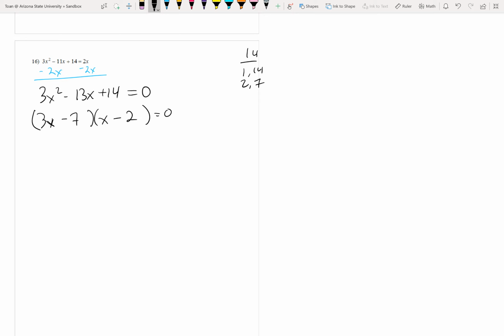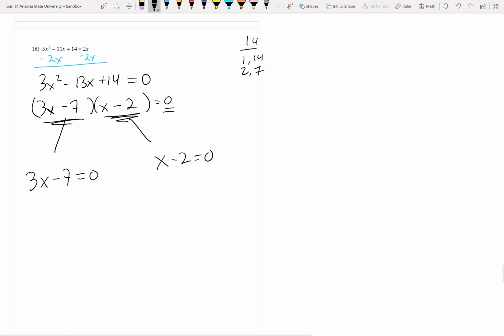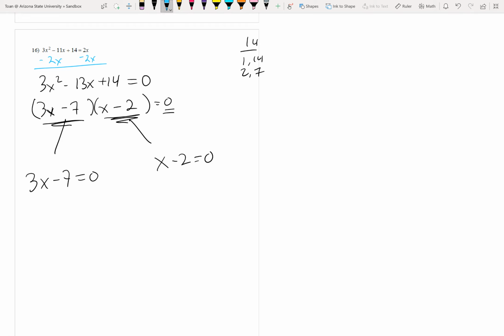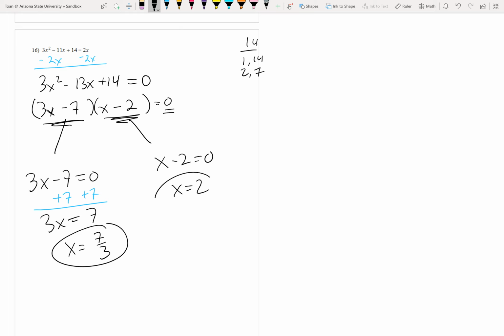Now, the reason why we want to factorize them is because we now have a multiplication problem. This parentheses times this parentheses equals 0. That is key, the equaling 0. The zero product property says if you have a multiplication problem and equals 0, then each individual factor themselves can equal 0. Now it gives you two linear equations, easier equations to solve, hopefully. So the left equation, you can go ahead and add 7 to both sides. Give me 3x equals 7, and divide by 3, 7/3. Here, add 2 to both sides, x equals 2.